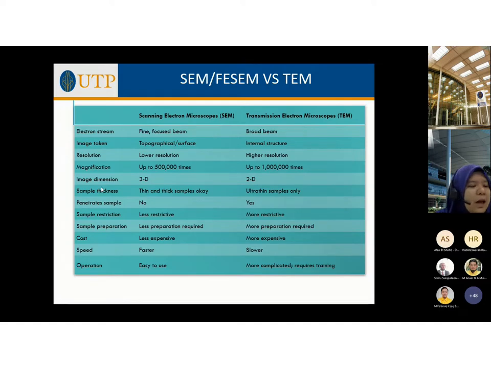Okay. And the image dimension, SEM is in three dimensions, while TEM is in two dimensions. If you have thin and thick samples, yes, you can analyze them using SEM. But for TEM, you can only proceed with ultra thin samples. So if you have a thick sample, you need to find a way to reduce the thickness to a level that is accepted for TEM.